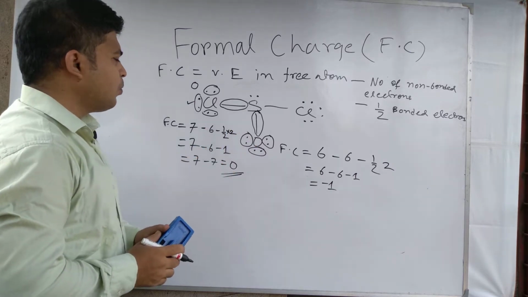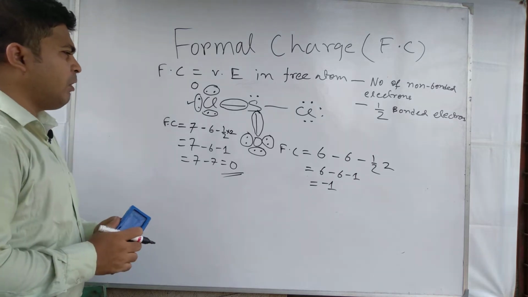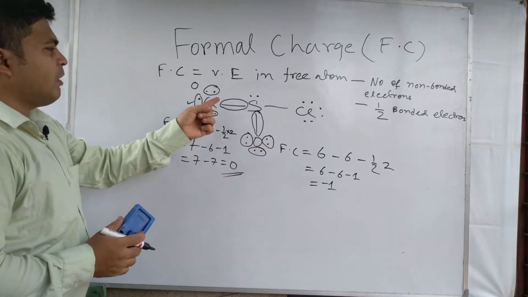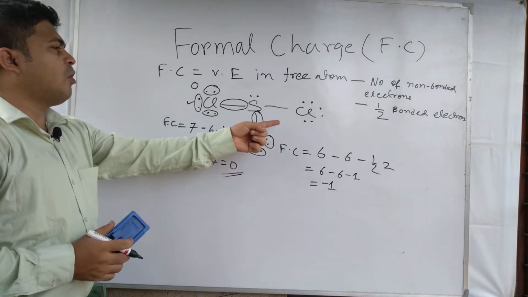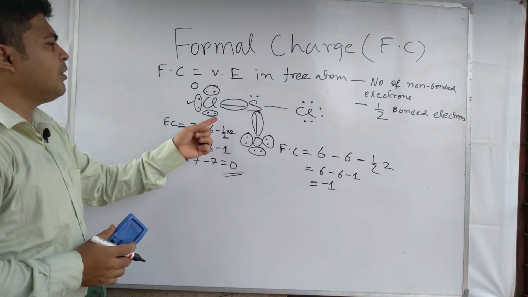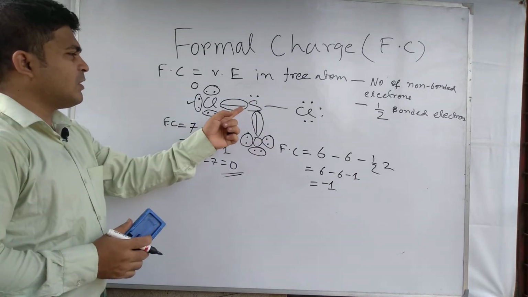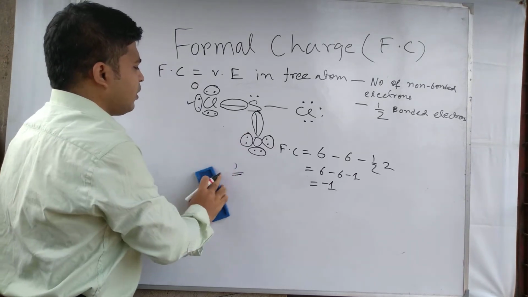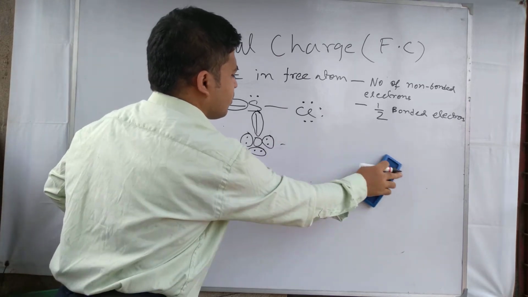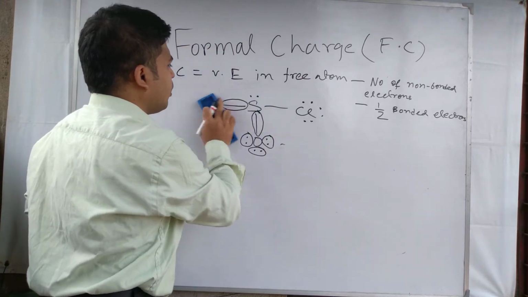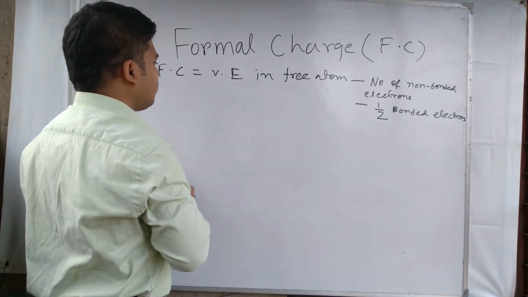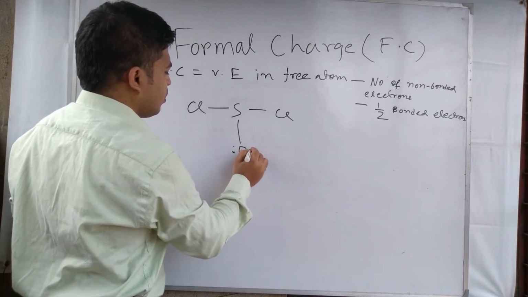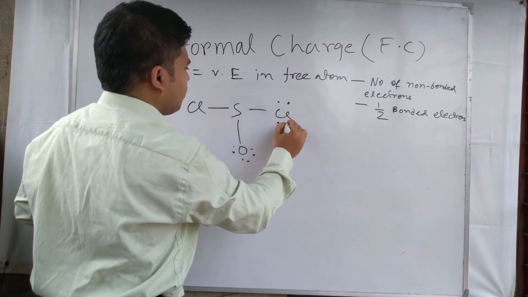So in this way we can calculate the formal charge of an atom in a molecule or ion. In this molecule we can calculate the formal charge on sulfur, chlorine and oxygen. For these types of atoms, we can easily calculate the formal charge present on the atom. Suppose we calculate the formal charge on sulfur here. This is the structure, the Lewis dot structure of SOCl2.